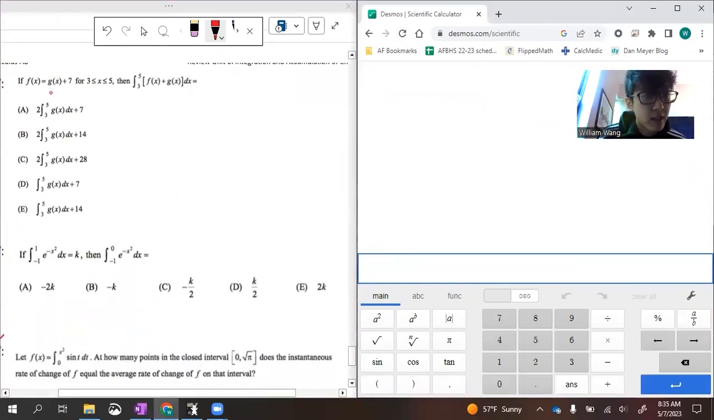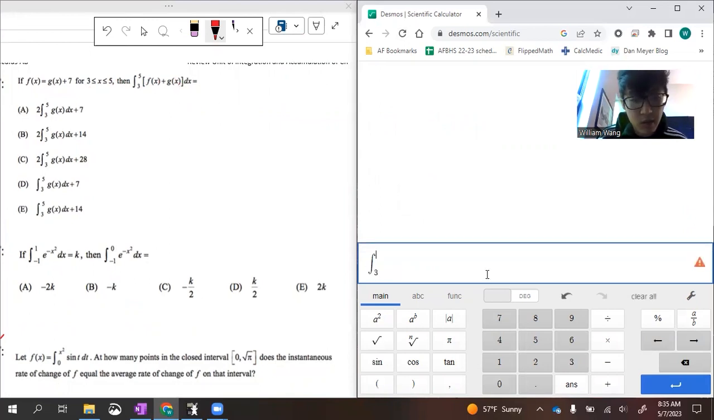Next question. If f of x is equal to g of x plus 7 for the integral from 3 to 5, then the integral from 3 to 5 of f of x plus g of x is equal to what? Maybe they make this sound complicated, but it's really deceptively not.